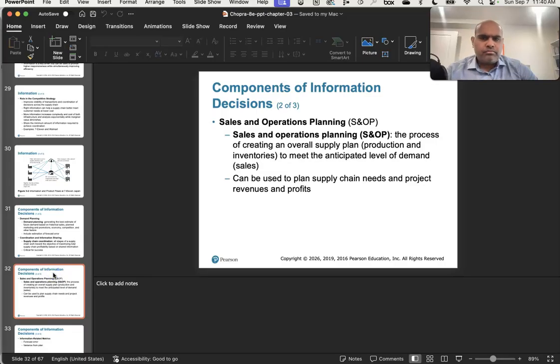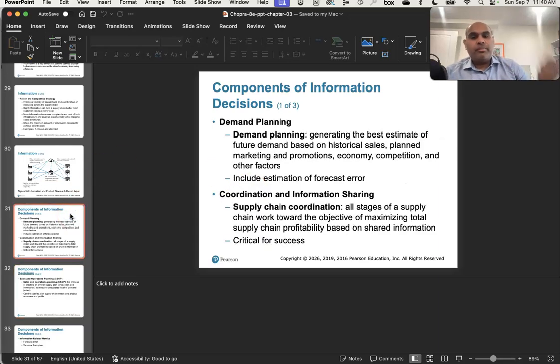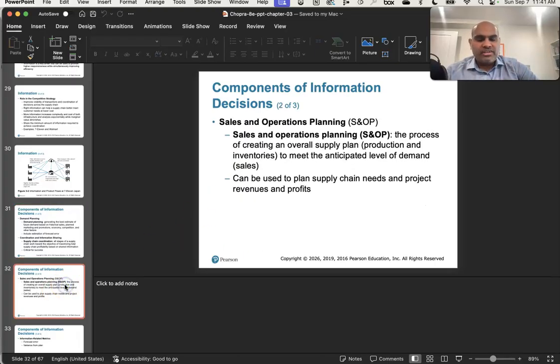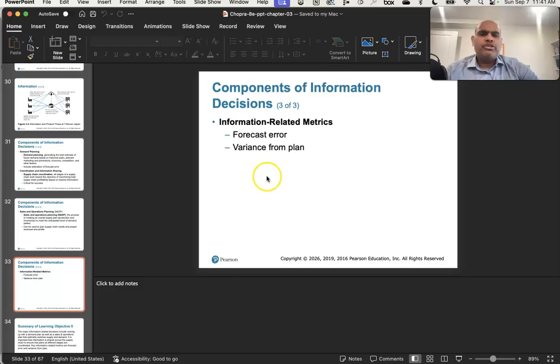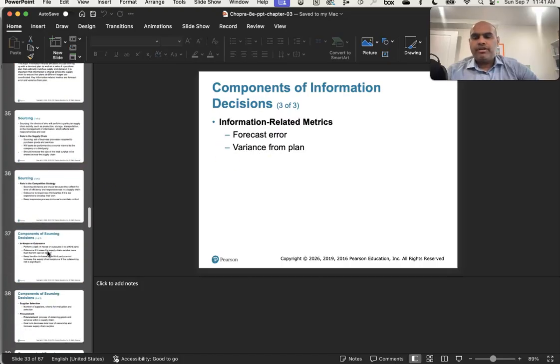And one of the important things that we will look at is sales and operations planning, a comprehensive information decision. We'll do aggregate planning. So demand planning, aggregate planning, sales and operations planning, these are all very important pieces. And we will talk about demand planning. In fact, that's the next topic that we'll cover in the next week. Then we'll look at sales and operations planning and aggregate planning later on in the semester, right? Okay. And the information metrics are forecast error, which we'll look at, variance from the plan and all of that. The information metrics are really pretty straightforward.